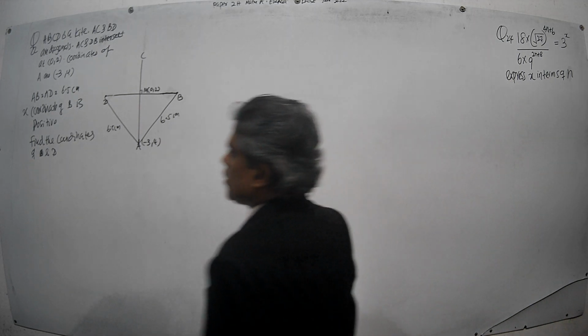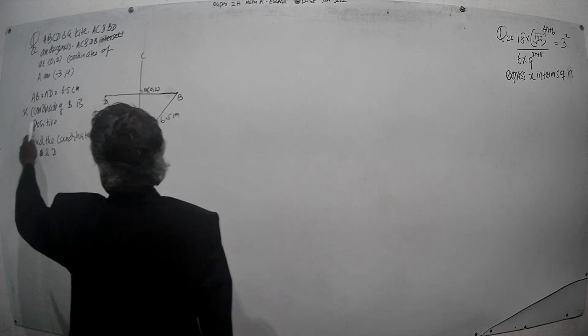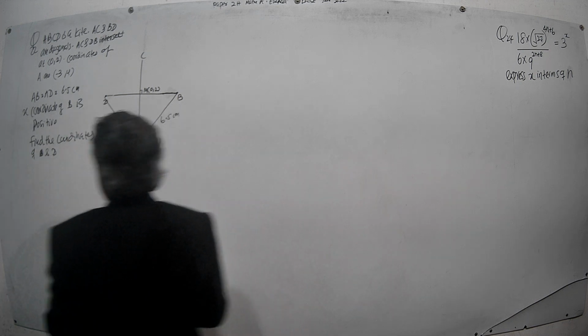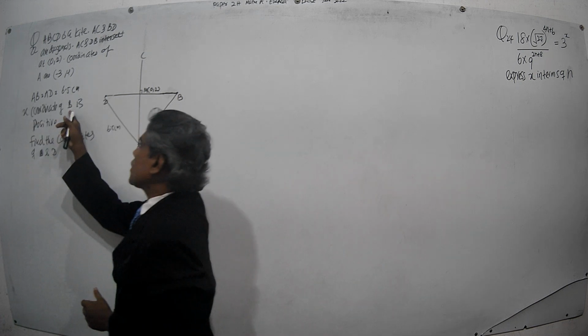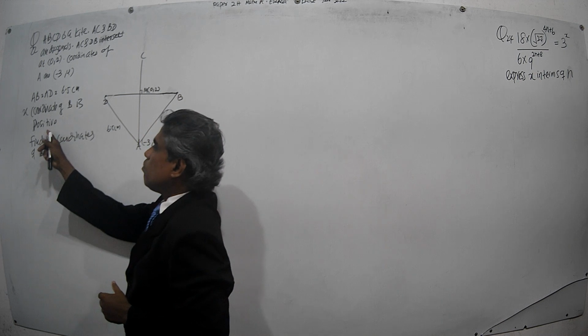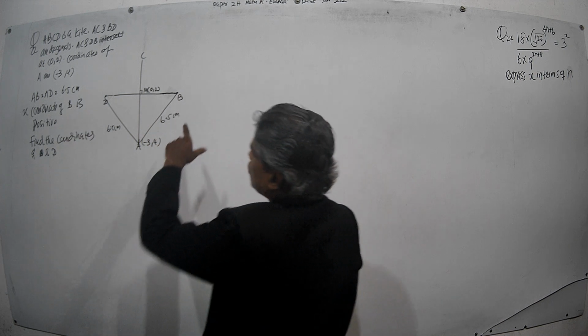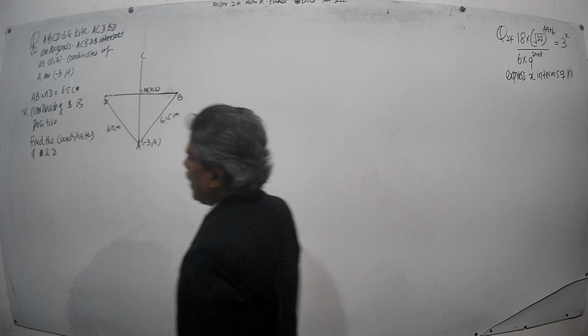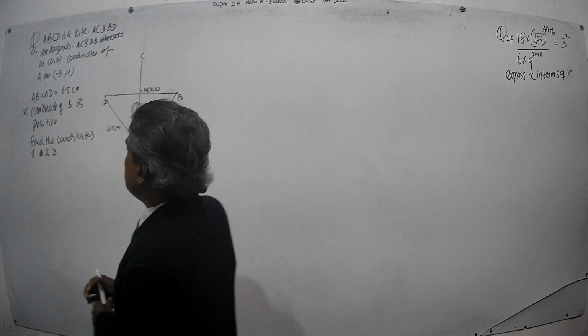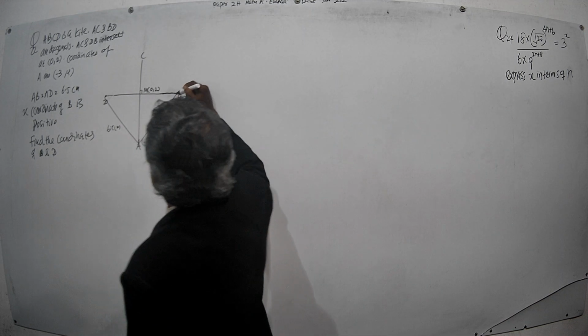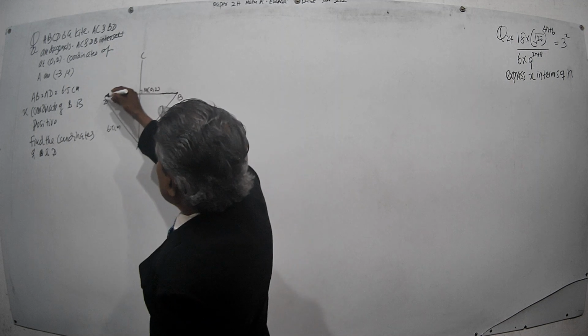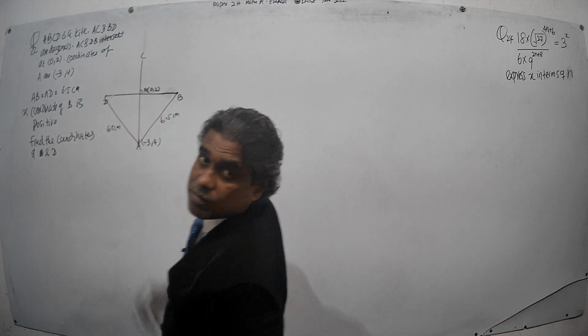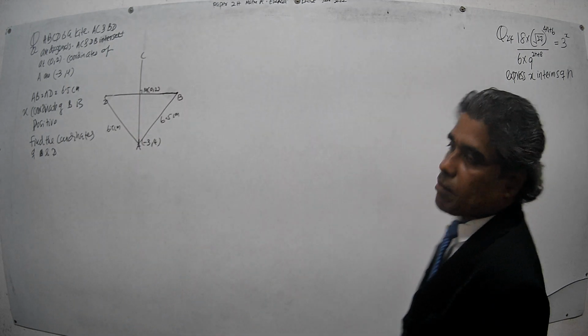What is asked is: the x coordinate of B is positive, and find the coordinates of B and D. We have to find the coordinates of this point B and this point D. That is what is asked. We will see how it can be done.